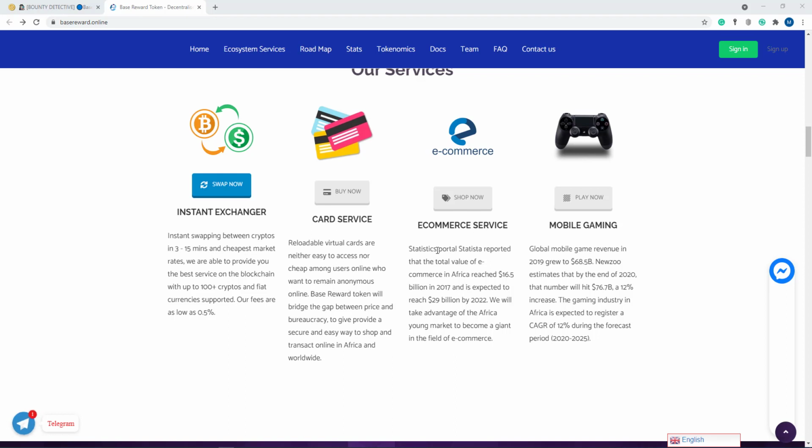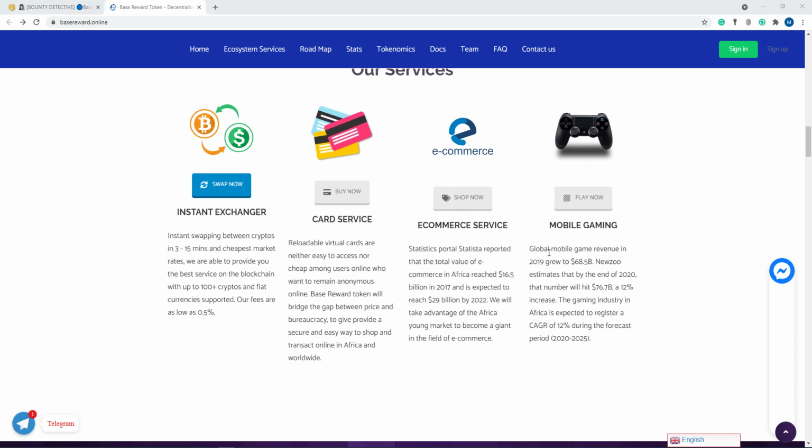Here, the e-commerce service statistics portal Statista reported that the total value of e-commerce in Africa reached 16.5 billion in 2017, and is expected to reach 29 billion by 2022. We will take advantage of the young African market to become a giant in the field of e-commerce. So their e-commerce site is very profitable and strong.